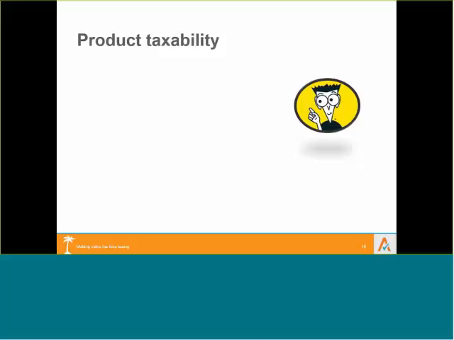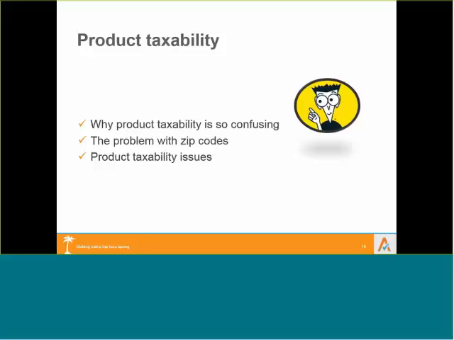Another thing you want to be aware of is product taxability. Just talk about why it's confusing, and then give some examples and taxability issues and what industries are affected by it.